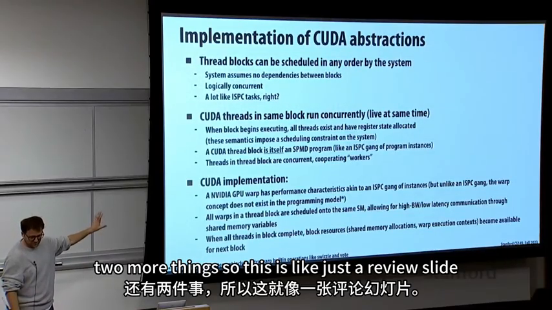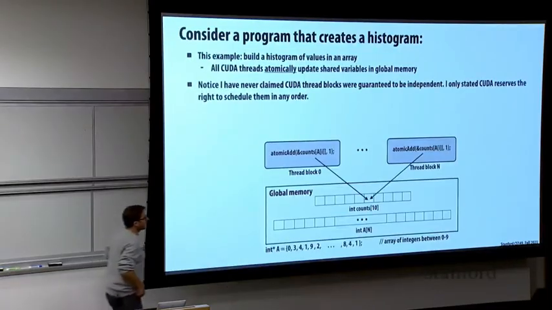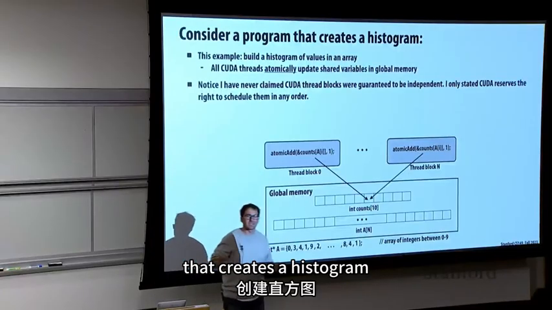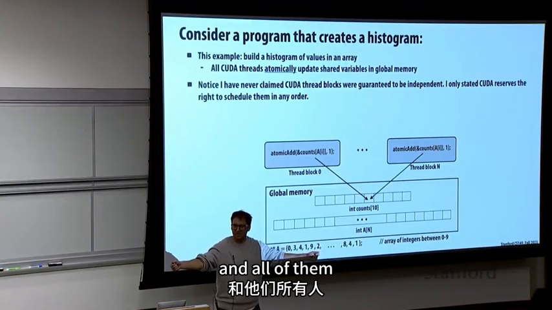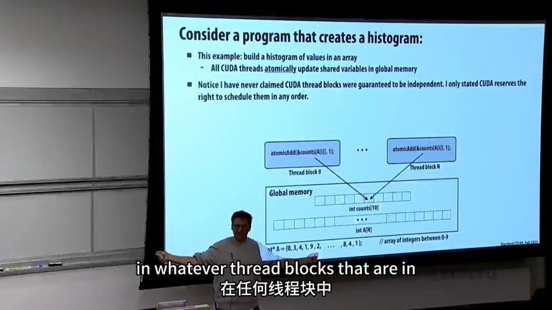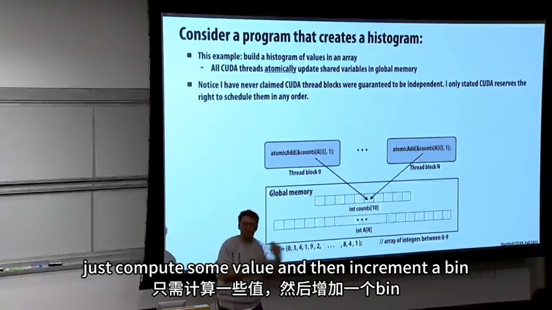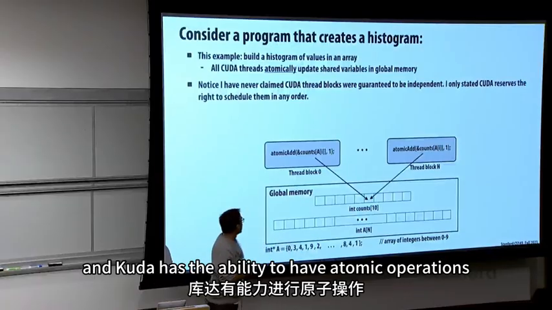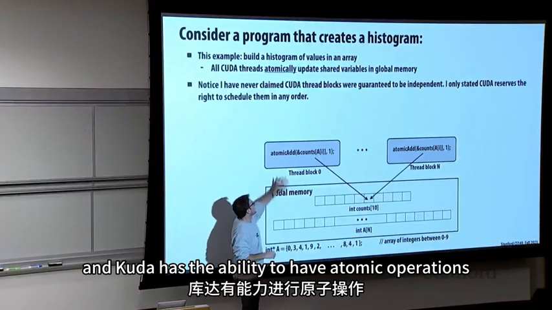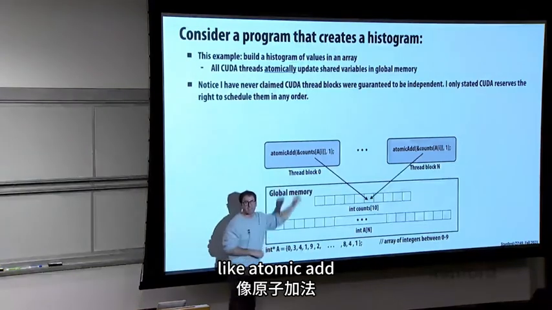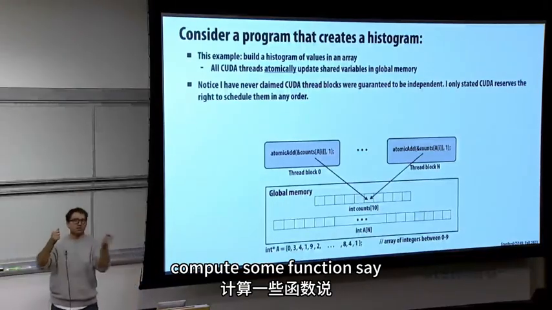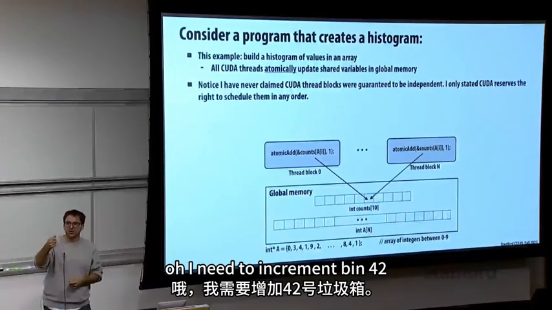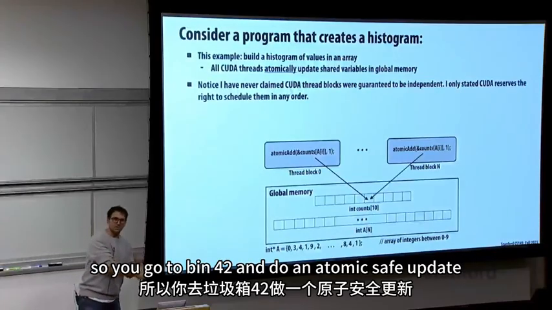So this is just a review slide. Let's think about a CUDA program that creates a histogram. I create a bunch of threads, and all of them, in whatever thread blocks they're in, just compute some value and then increment a bin. And CUDA has the ability to have atomic operations like atomic add. So imagine all of us are CUDA threads. We all grab a variable, compute some function, say, oh, I need to increment bin 42. So you go to bin 42 and do an atomic safe update.